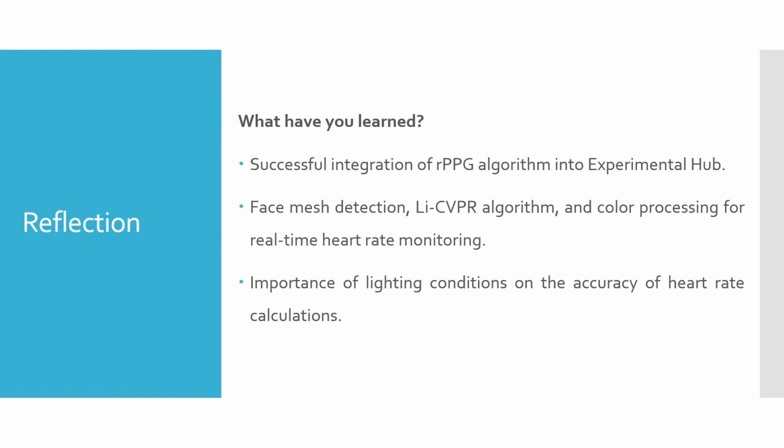Now on to reflections. Over the past semester, our team has been able to successfully implement the rPPG algorithm into the Experimental Hub. In the process, we also learned how to work with an existing active academic codebase and are actually in the process of merging our heart rate filter into Experimental Hub's main branch. In implementing the algorithm, we've also learned about how face mesh detection, the Lee CVPR algorithm, and color processing all work together to detect and output real-time heart rate monitoring.